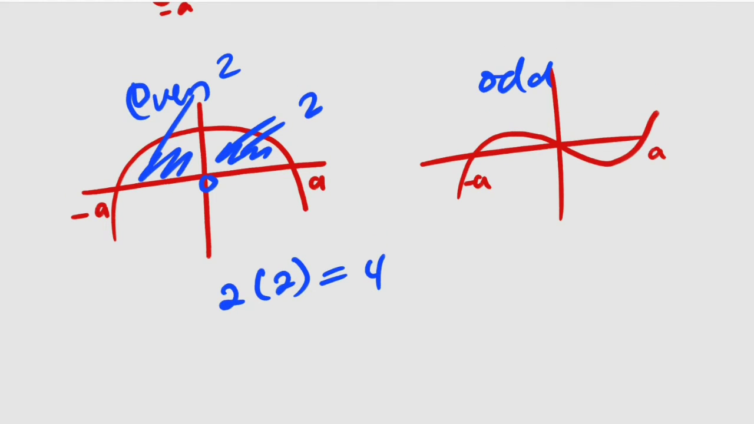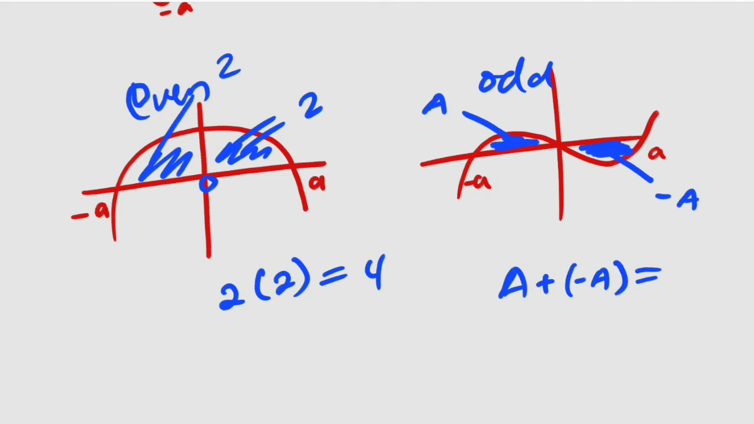But for an odd function, you should know that area below the x-axis is negative, while the area above the x-axis is positive. So if this area is negative, this must be positive. And if you add the two together, a plus negative a, this will give you 0. Therefore, on a symmetrical interval, if you integrate an odd function, it is going to give you 0.